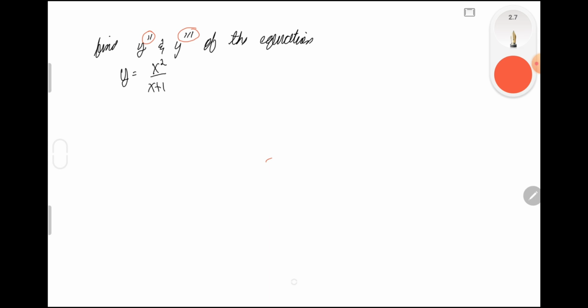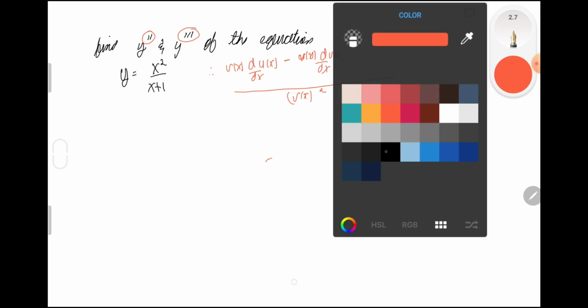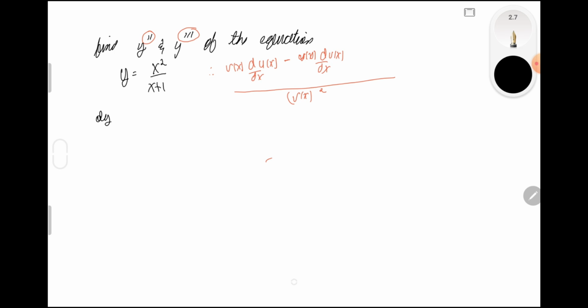Using this equation, you will use the quotient rule wherein we'll have v of x multiplied by the derivative of u of x minus u of x multiplied by the derivative of v of x, with respect to x, all over v of x squared. So we'll have y prime, or dy over dx, with v of x equal to x plus 1 multiplied by the derivative of x squared dx, minus u of x equal to x squared multiplied by the derivative of x plus 1 with respect to dx, divided by v of x equal to x plus 1 squared.